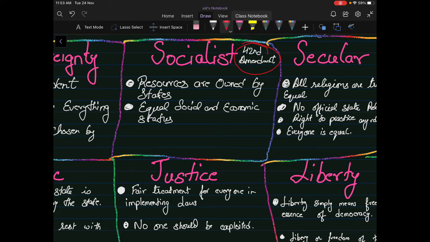And what it also ensures is, there should be equal social and economic status. In a socialist country, the social status and economic status should be equal for everyone. Okay, regardless of caste, creed and religion. In a socialist nation, the status of common people should be equal.